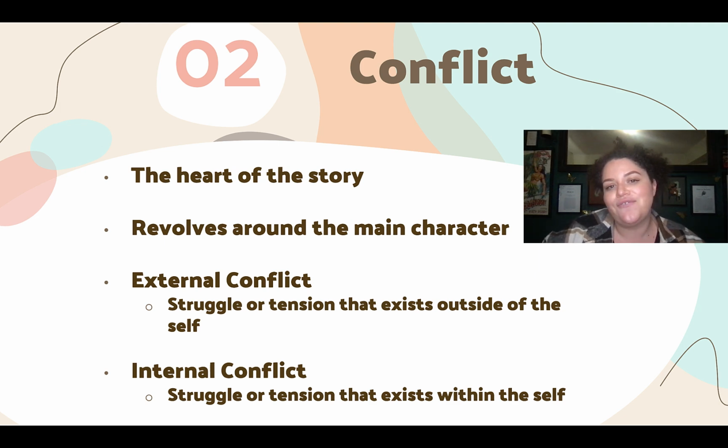There are two different types of conflict. We have external and internal conflict. External is the struggle or tension that exists outside of the self. So if the main character is trying to get to school, but there is a tornado making it difficult for him to get there, the external conflict is character versus tornado. External, outside of the character itself.